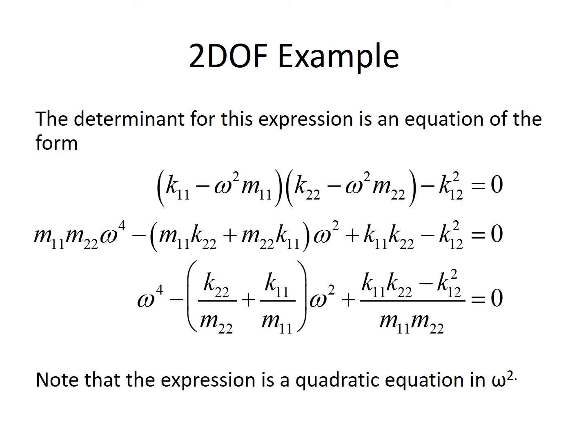Expanding the determinant using the formula for the determinant of a 2 by 2 matrix, we see that the resulting expression is, as expected, a quadratic function of omega squared. The polynomial can be manipulated to yield an expression in which the coefficient of the omega to the 4th term is equal to 1.